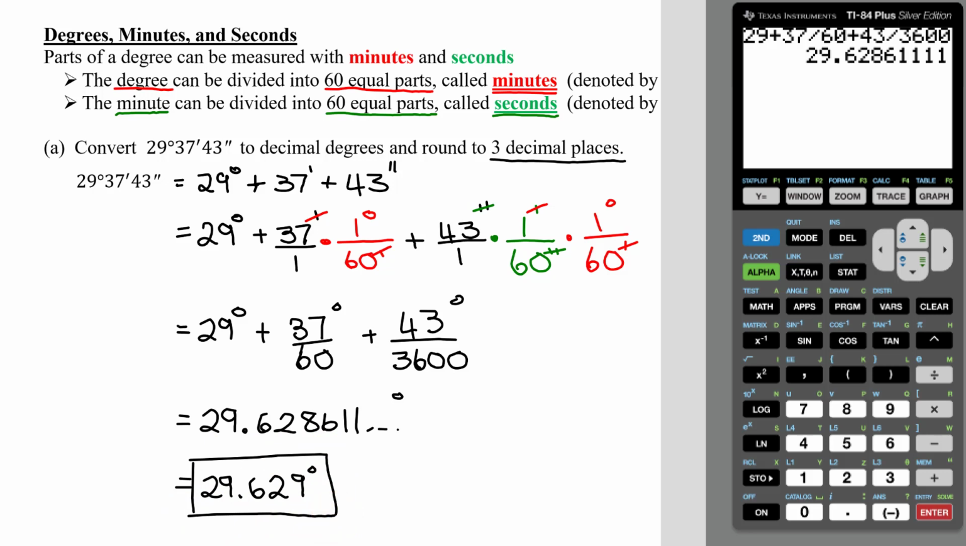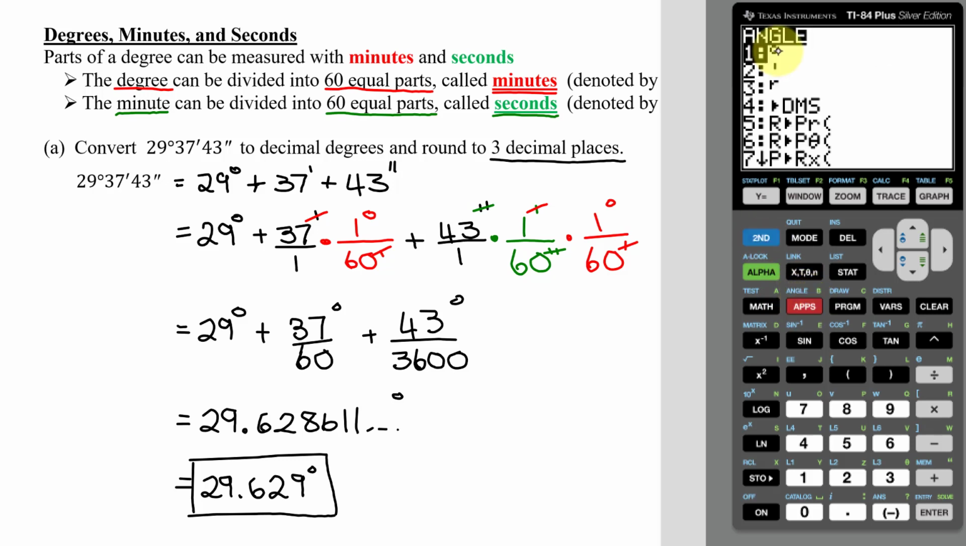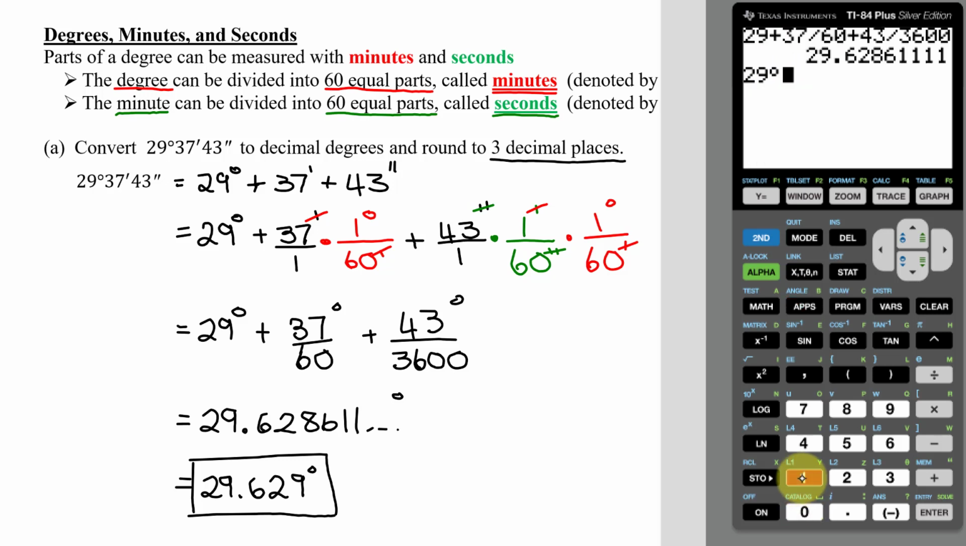Before I go on to part B, I want to show you one method that works with some calculators that allow you to put in degrees, minutes, and seconds. So I'm going to put in 29 degrees. I need to use the degree symbol that's in blue here for angle above the apps. So you hit second apps. Notice 1 is degrees, 2 is minutes, but there are no seconds. So I'm going to put in degrees, which is 1.